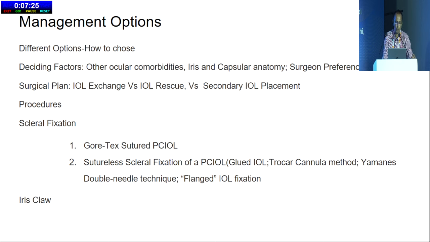Now, in such cases, what are the management options and how to choose? The deciding factors will be the other ocular comorbidities like the iris and capsular anatomy, and the surgeon's preference. The surgical plan would probably be first about repositioning the same IOL. And if that is not possible, an IOL exchange, then secondary IOL placement sometimes, and the procedure will depend upon the surgeon's choice. You can go for either a scleral fixation using a Gore-Tex sutured PCIOL, or you can go for a sutureless scleral fixation of the PCIOL by using a glued IOL, or other methods. And the iris claw would be a much simpler and much quicker method in some hands.